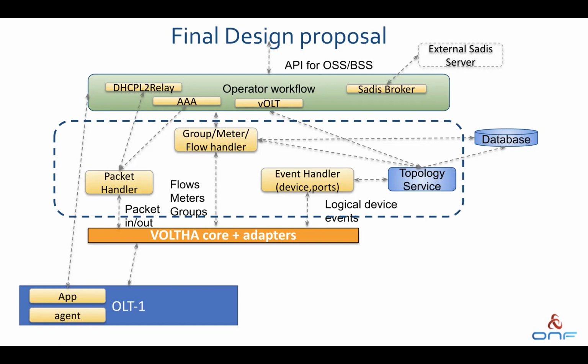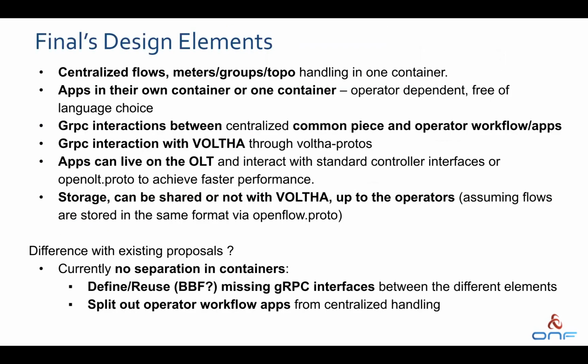So this is the high-level proposal. I've written a few lines along what I just said. One container for the flows, meters, and groups. Apps can be on one container or in different containers. I don't care. At that point it is up to the operator and whoever writes the design for that operator. The key element is that we have gRPC interactions between the common piece and the operator workflow or the separate apps.